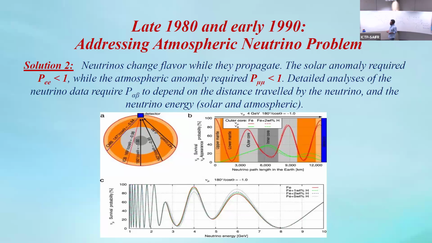Then, of course, as I said, this neutrino changes flavor while it propagates. That means if a muon neutrino is coming in and gets enough distance, it oscillates to another flavor. So that's why you are getting a deficit, because through the earth you are traveling more distance. So that was a very good explanation.